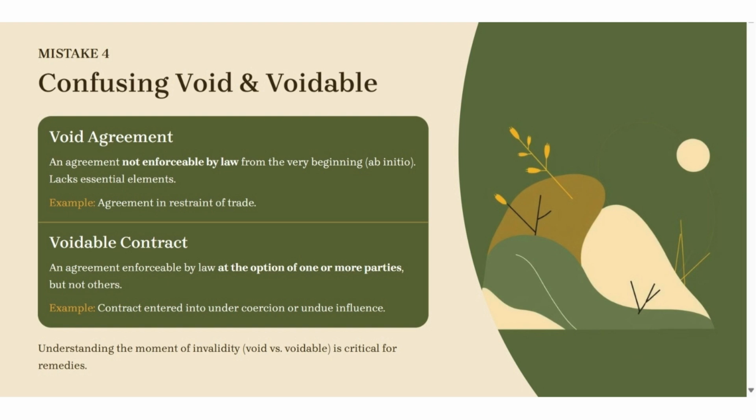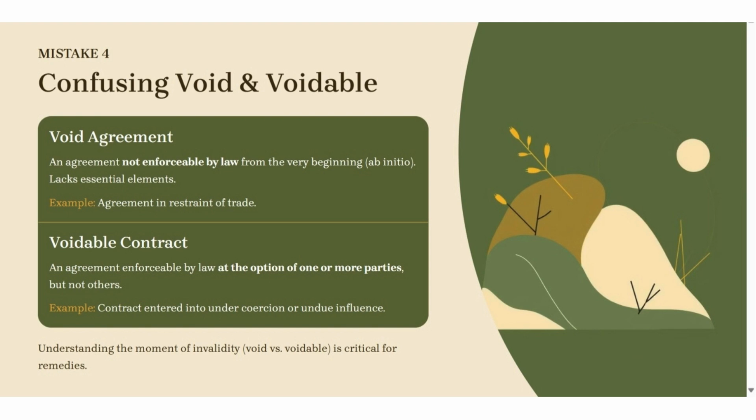A voidable contract, on the other hand, is a contract that is valid and enforceable but may be set aside at the option of one or more parties. For instance, contracts entered into under coercion or undue influence are voidable.